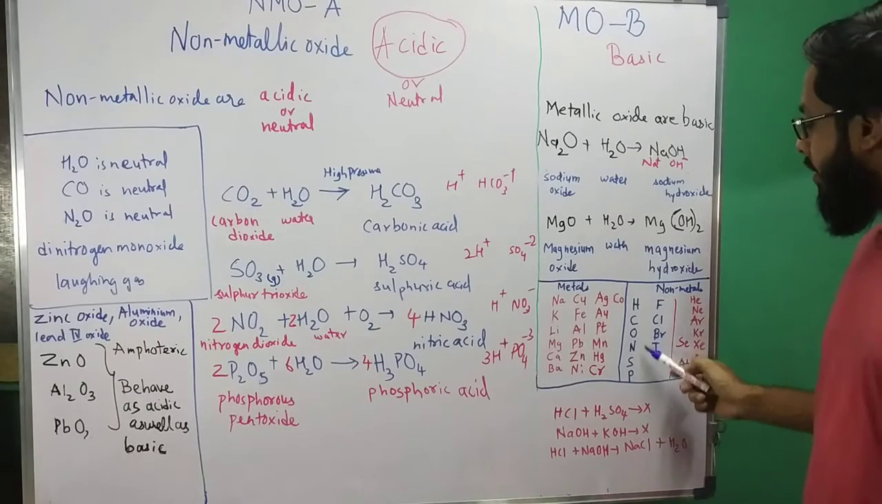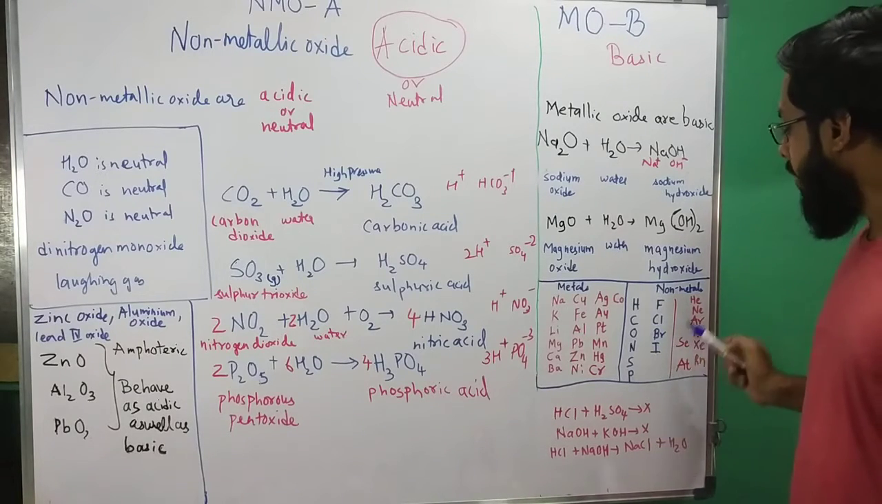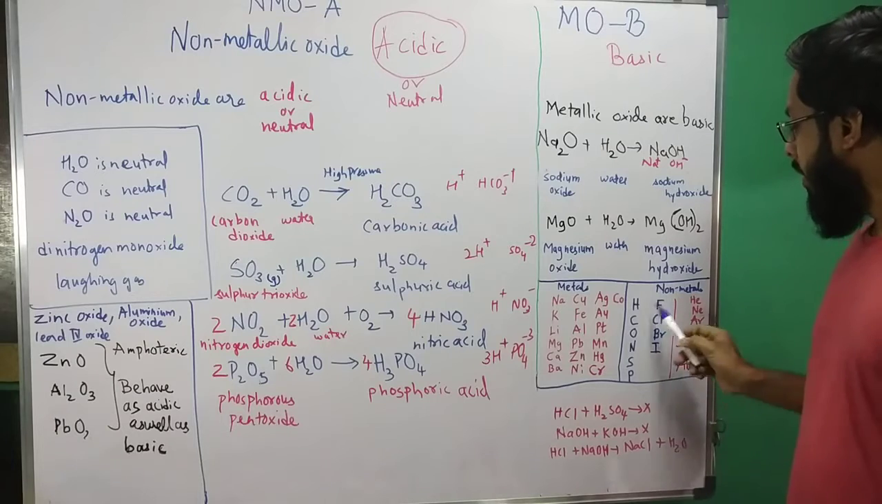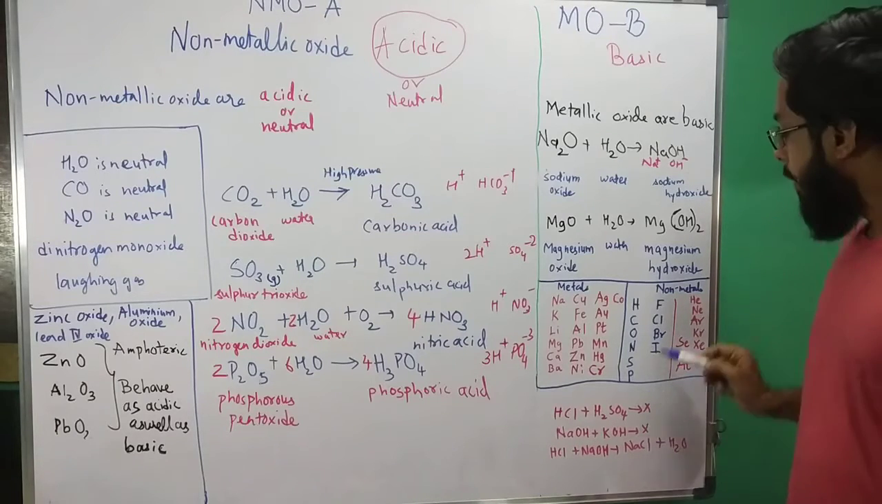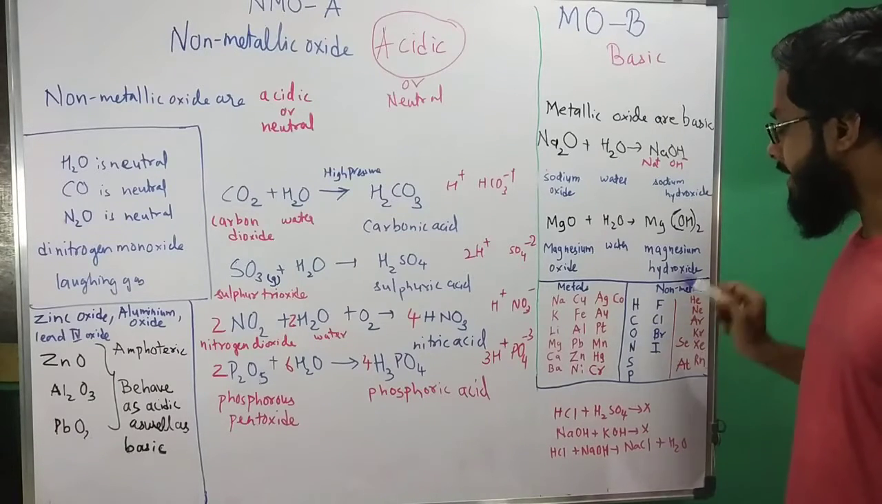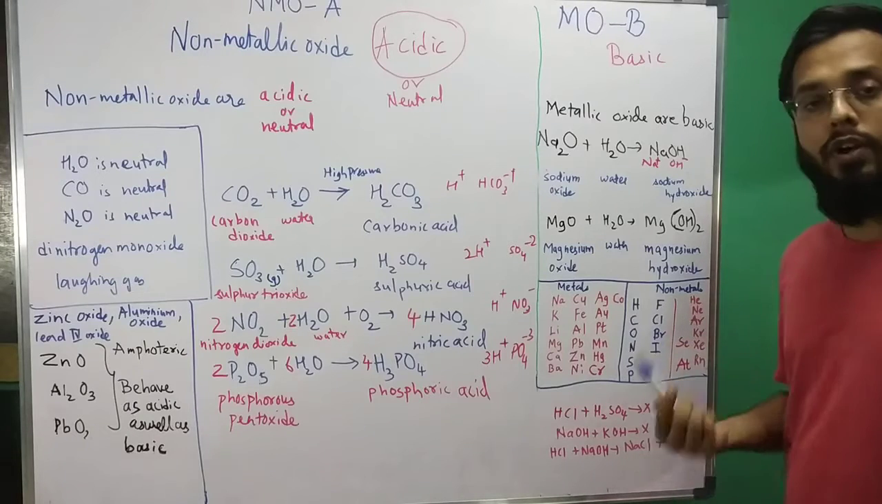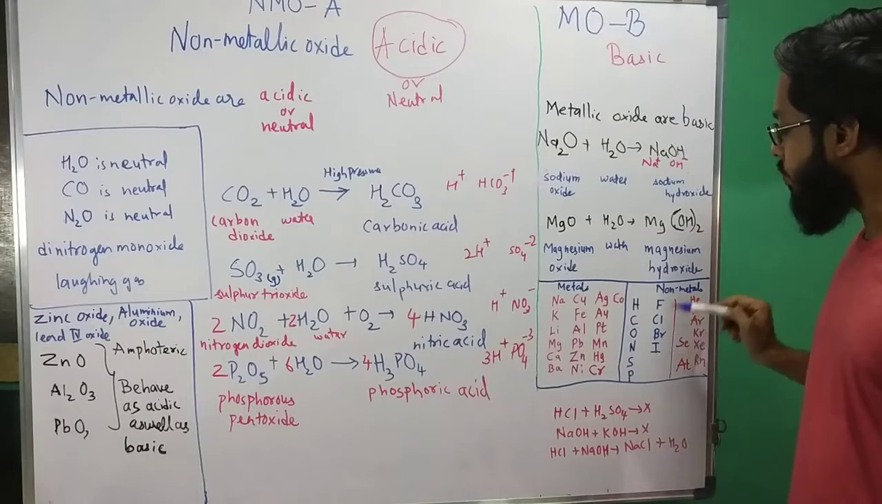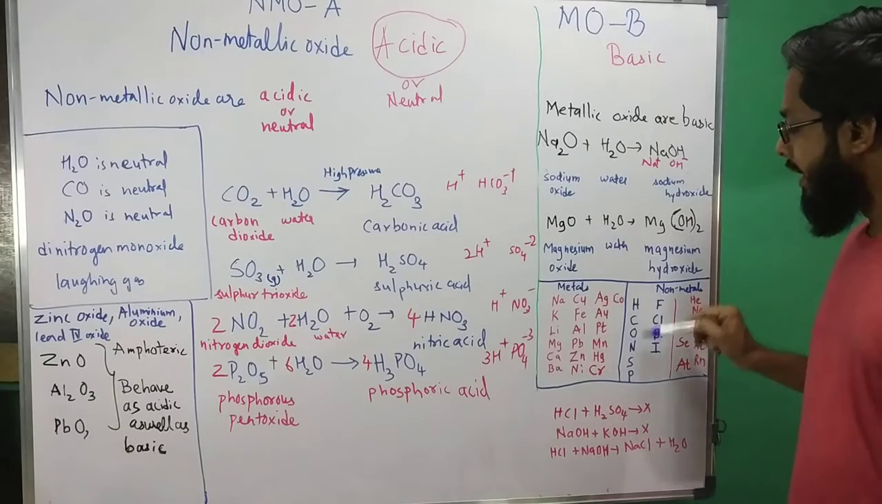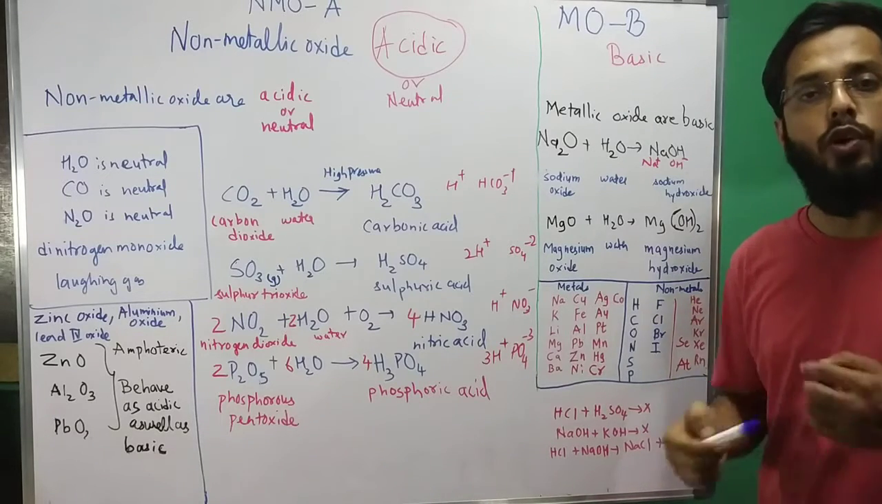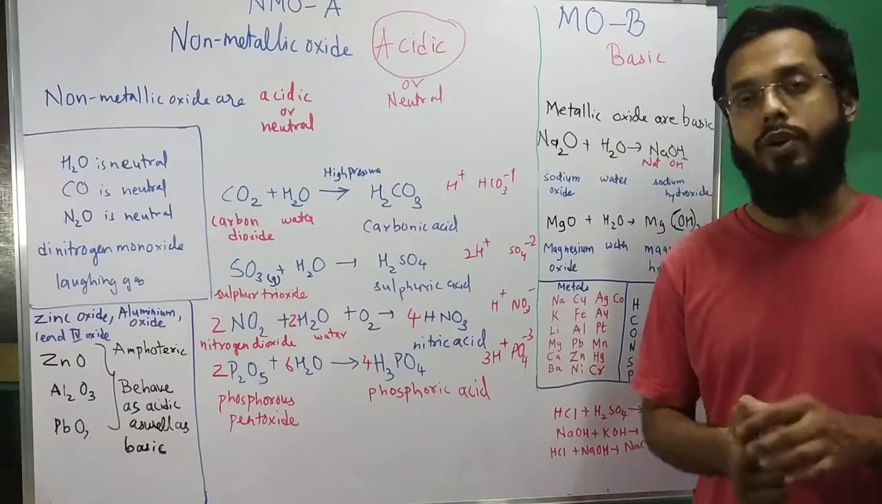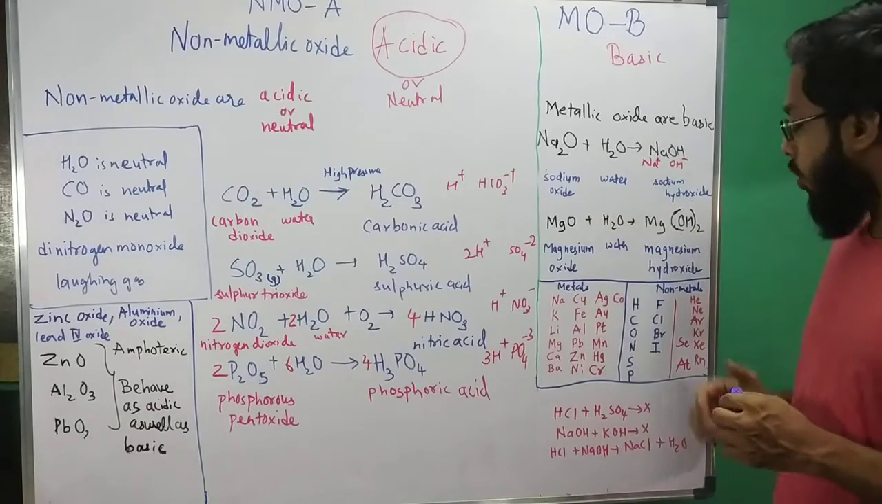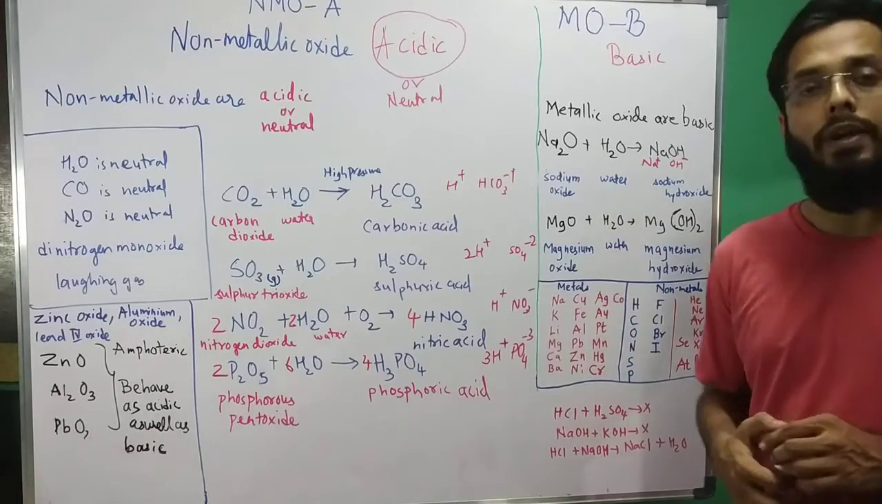So I have written this one with blue pen and this one with red. Actually all are non-metals, but we are going to use these 10 non-metals more often. That are hydrogen, carbon, oxygen, nitrogen, sulfur, phosphorus, fluorine, chlorine, bromine, iodine. These 10 non-metals we are going to use very often. And you have to remember that these are also non-metals.